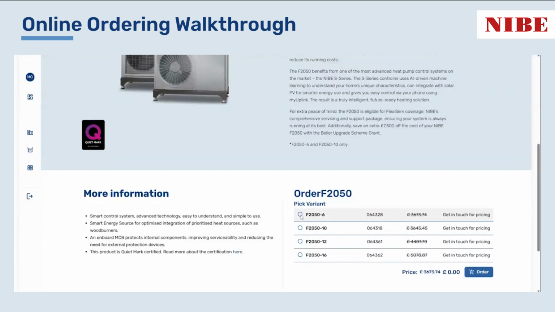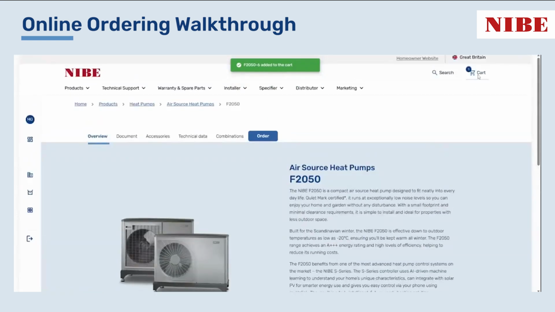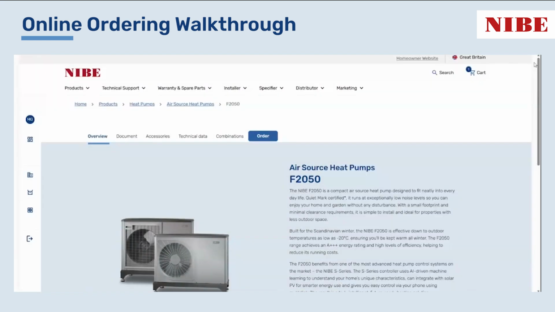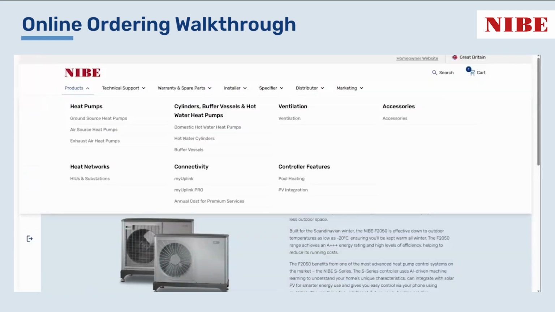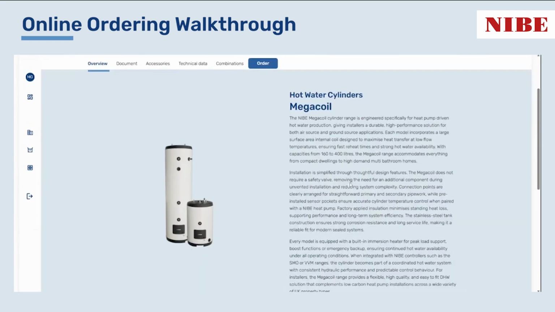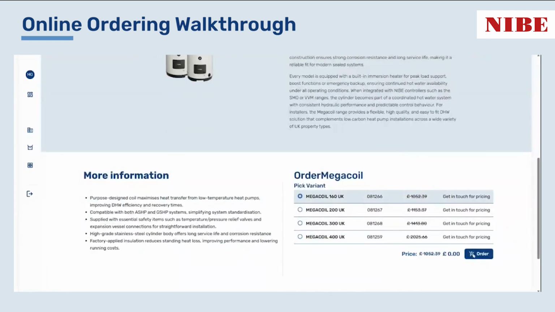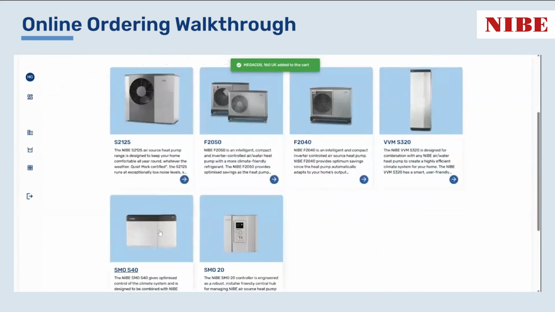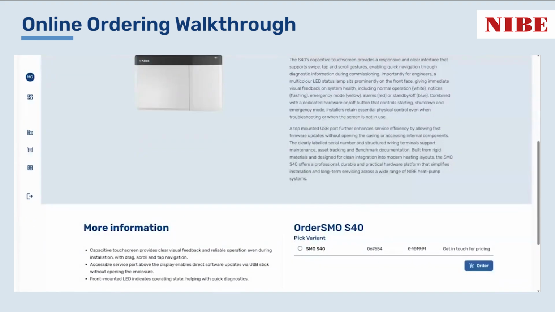If you choose the model that you want, then click order, scroll up to the top, it will get added to your basket. So all you need to do is choose the items that you want to order. So you can navigate around between the various pages. If you want a hot water cylinder, come to the hot water cylinder pages, add in a hot water cylinder. If you want a controller, they sit under the air source heat pumps page, so you can add a controller.